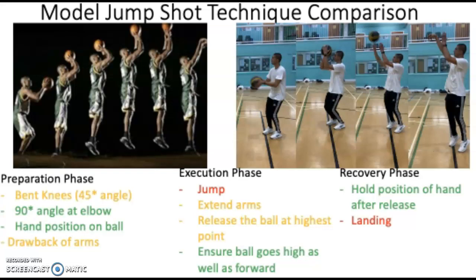The next skill that I've chosen is a jump shot in basketball. The perfect technical model of a jump shot in basketball, like most skills, has 3 different phases. These phases are the preparation phase, the execution phase, and the recovery phase.